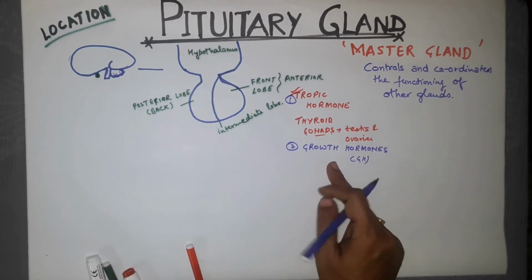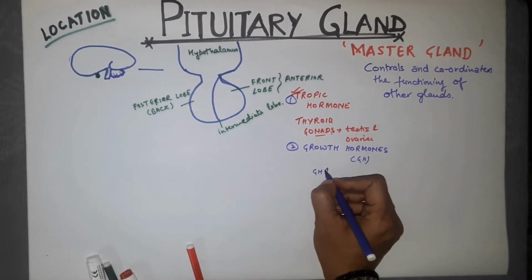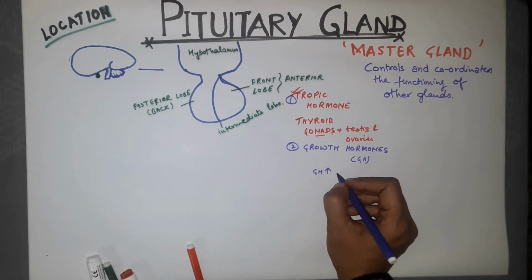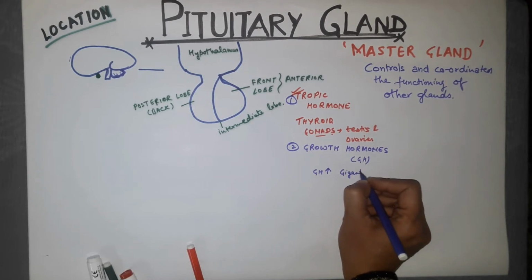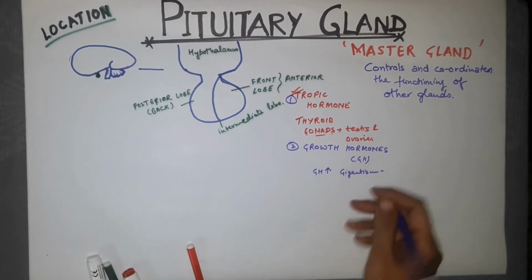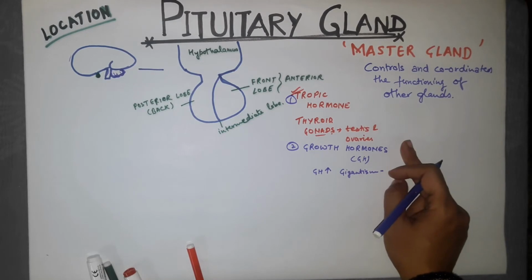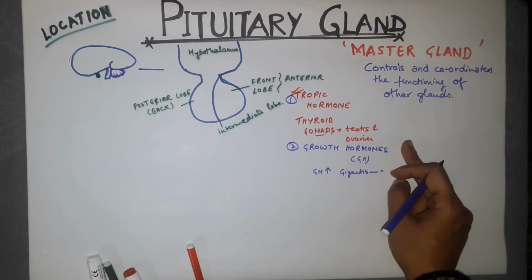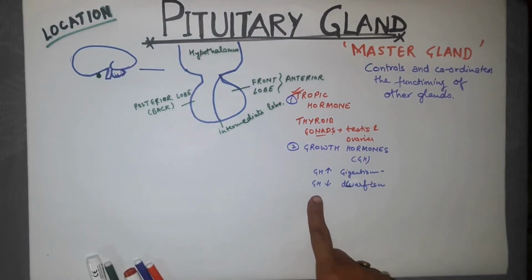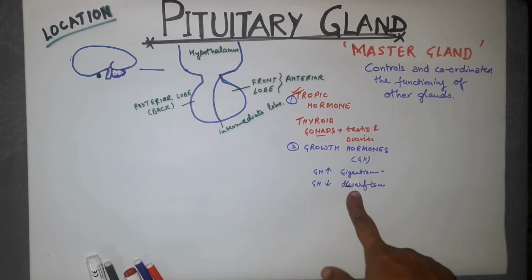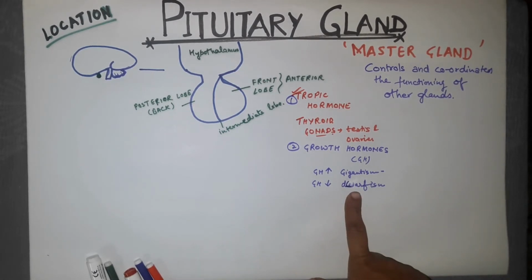If there will be more secretion, that means if growth hormone will be secreted more during the growing years, then the problem will be gigantism. Gigantism means the child will keep on growing taller and taller in his or her growing years. And when there will be less secretion of growth hormone, then there will be the problem of dwarfism. The child's height will not increase during the growing years.